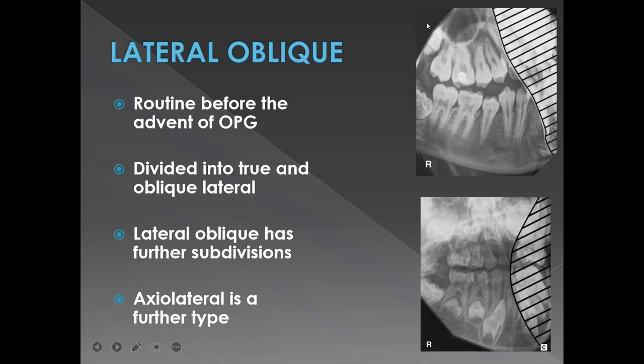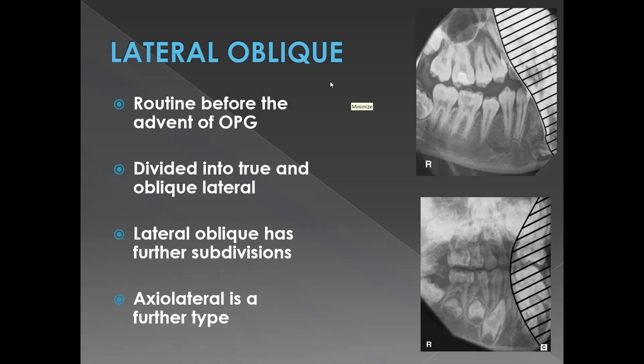So you can see in the pictures over here, in this X-ray you can appreciate up till the canine and the premolar region. So this is the canine lateral oblique that we do for evaluating the canine area. And you can look at the picture inferior to that, in which you can see the molars predominantly. All right, so this is the molar and this is the canine lateral oblique.